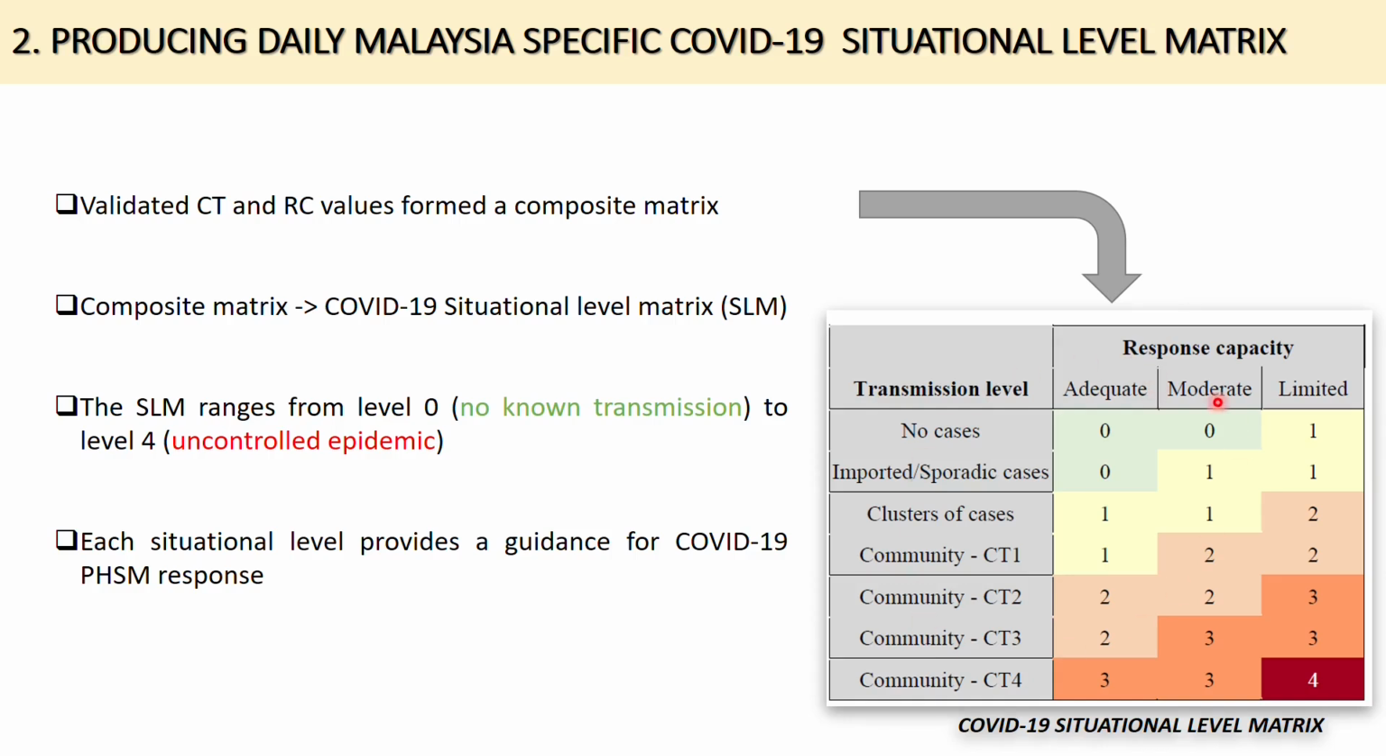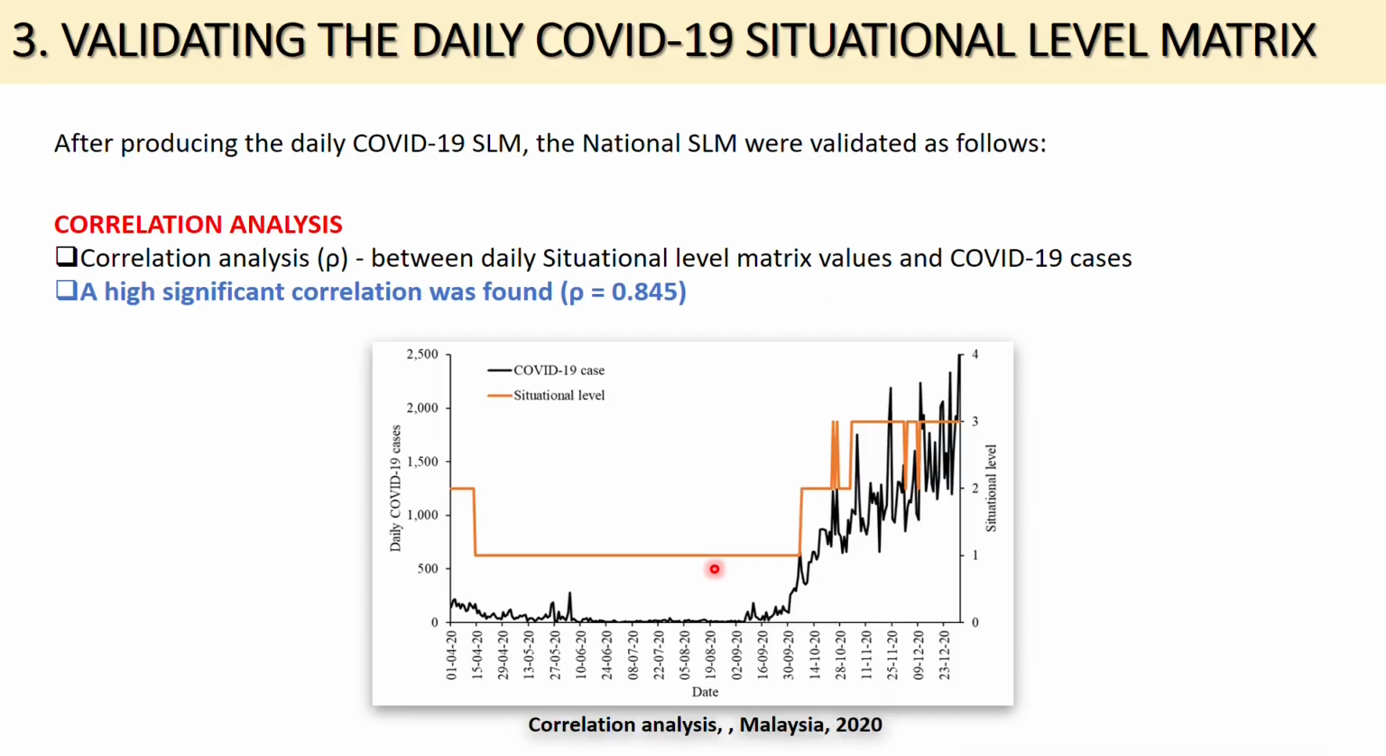Now, by combining these two indicators, we are able to form the COVID-19 situation level matrix that ranges from level 0 to level 4, level 0 denoted by this area in green, which indicates no transmission, to level 4, which is uncontrolled epidemic. And each situational level will have guidance on the type of COVID-19 public health response measures that should be instituted.